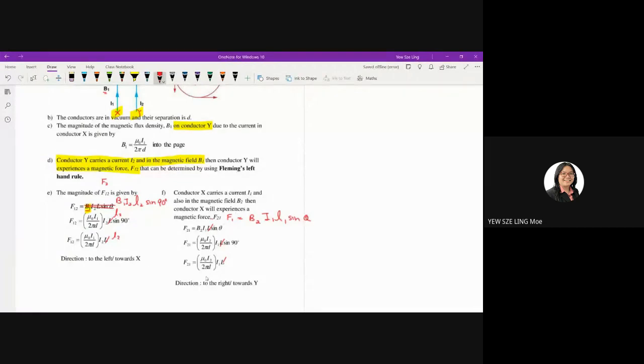So in this case, we will have these two equations. And then you need to determine the direction of the force from both conductors.